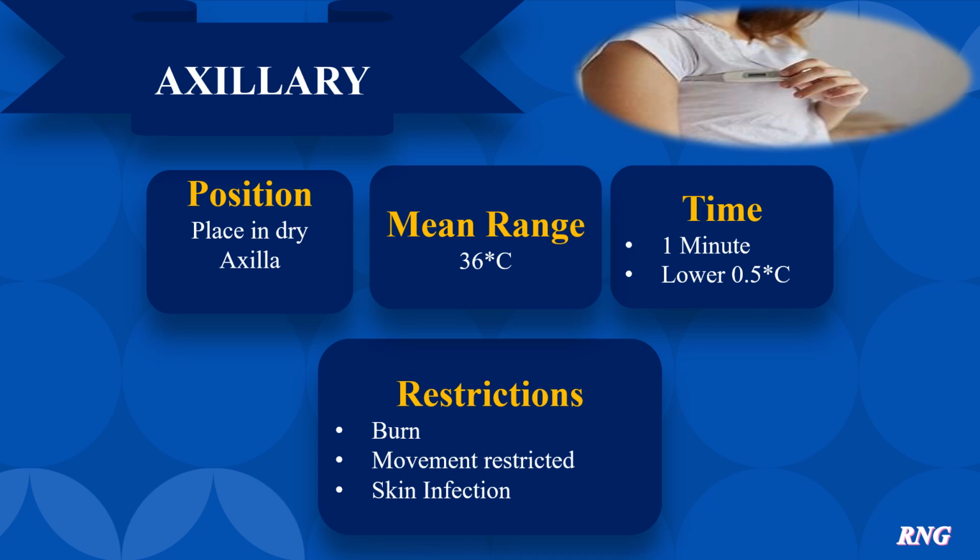For this, the thermometer is going to be placed in a dry, clear axilla, and the patient should be able to move his arm; there should be no shoulder restriction. The axillary body temperature is always lower than the oral body temperature, approximately 0.5 degrees Celsius to 1 degree Celsius lower.